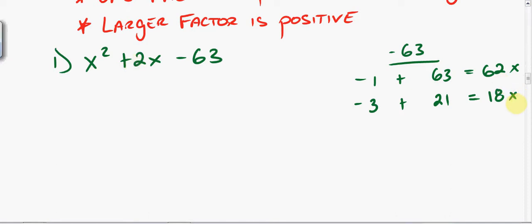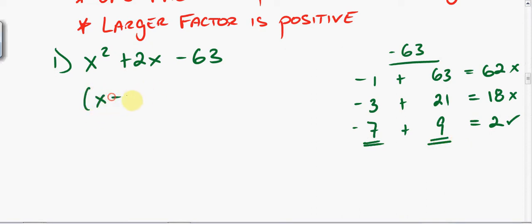What about 4? 4 does not go into 63, nor does 5, nor does 6. 7 does, though. 7 goes into 63 9 times. Remember, the larger factor is positive, so negative 7 times 9 is negative 63. Negative 7 plus 9 is 2. And that matches our b, so we know these are the factors we want. We want to use negative 7 and positive 9.